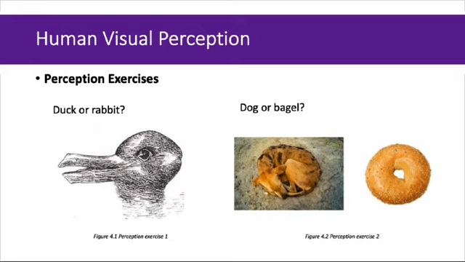What do you see in perception exercise number 1? Do you see a duck or a rabbit? Perhaps both. Maybe now that you know what to look for, you might be able to see that which you did not see previously. Now consider perception exercise number 2. Are these images both of bagels? Are they both dogs? Did these images fool you, or is it common sense to be able to recognize animals from food?